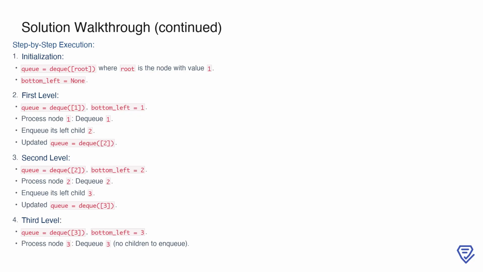Processing continues with node 3, which is dequeued. Since it has no children, nothing is added to the queue. At this stage, the queue becomes empty. With no more nodes to process, the algorithm completes and returns the bottom_left value, which is 3.